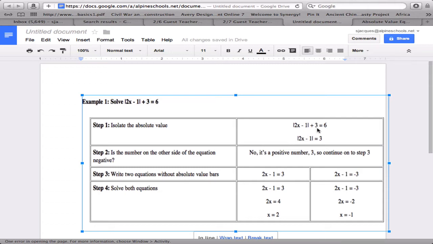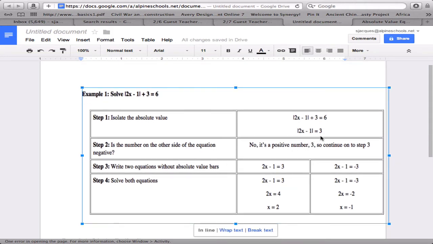So the way we do that is we get rid of this first. And remember, we're adding 3, so the inverse of that is subtracting 3. So by subtracting 3 from both sides, you get absolute value of 2x minus 1 equals 3. Okay, so is the number on the other side of the equation negative? If it is negative, you have to stop and you say no solution, because you can't have negative spaces.